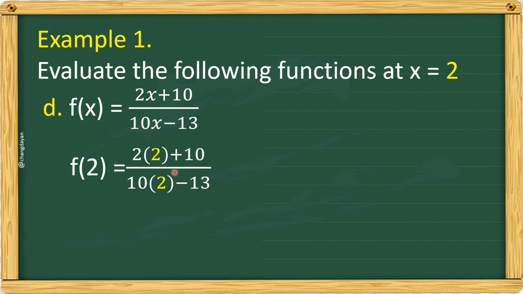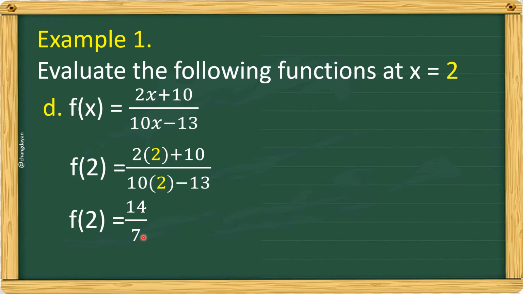Again, 2 here came from the value of our x, the given value x. Next, 2 times 2 is 4 plus 10, all over 10 times 2 is 20 minus 13. So you have here 2 times 2, 4 plus 10, you got 14. 10 times 2 is 20 minus 13, and you have 7.